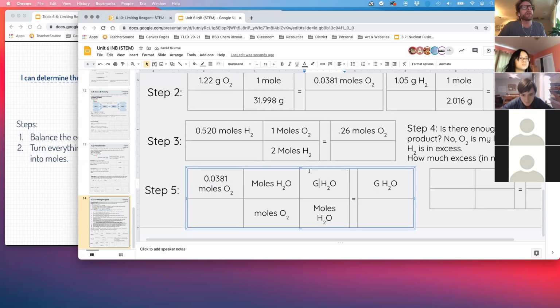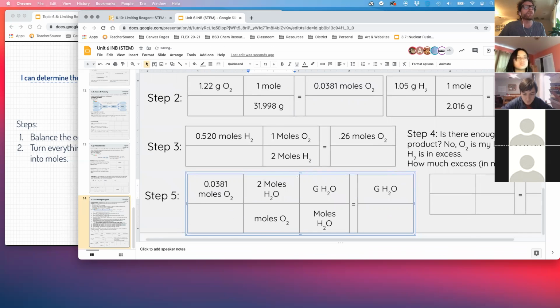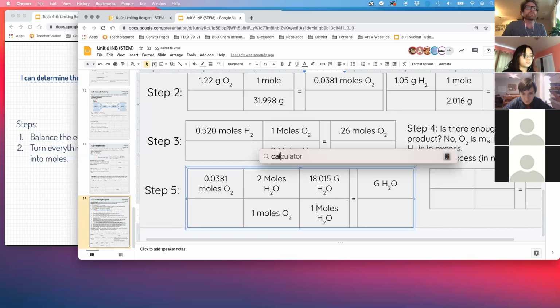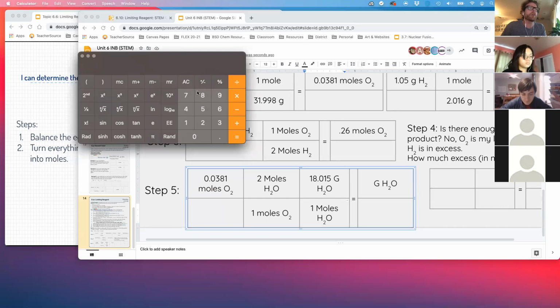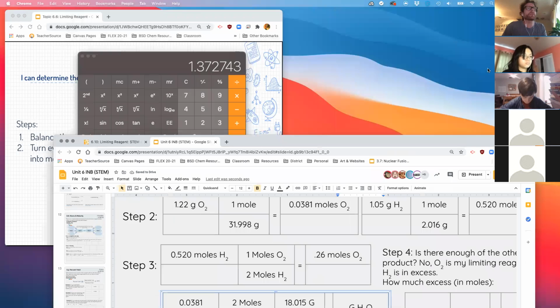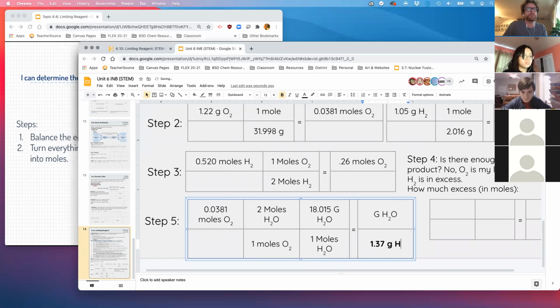Okay. I look at my balanced equation. There's 2 waters for every 1 oxygen. And I do a little side hustle. I think it's 18.015 grams for every 1 mole. So then I take my calculator and I say 0.0381 times 2 times 18.015, and I get 1.37 grams of H2O.